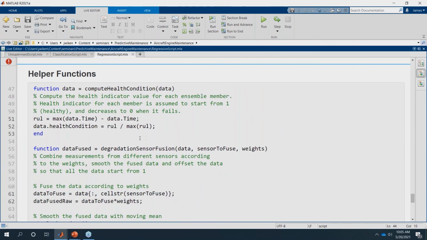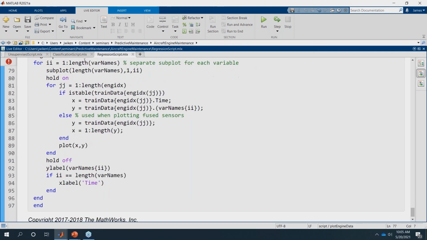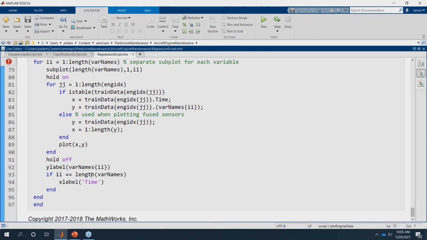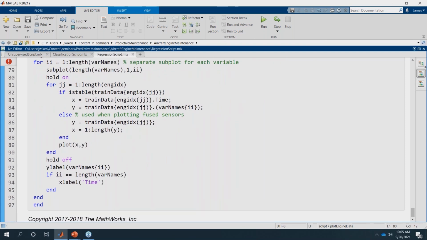So I was running this plot engine data function down here. This is just running a for loop where it's updating the plots as it goes through with the new data point. So when you get all the code, you can take a look at this to see how it was done. This is one way you might do it, but you can do it with a normal script or a live editor. Either would work.